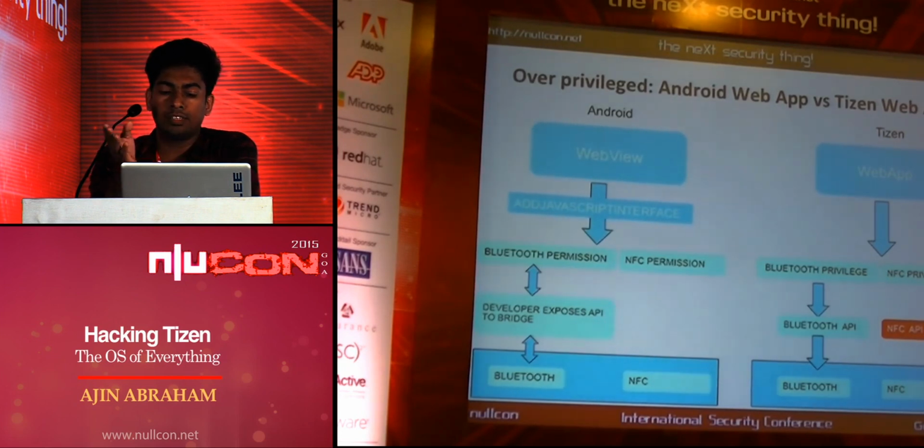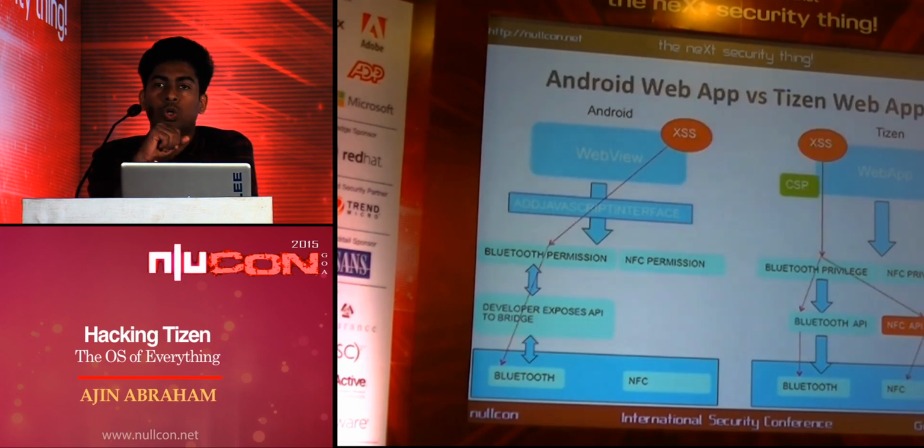Similarly, consider the same with a Tizen web app. The Tizen web app has a Bluetooth permission and an NFC privilege. The NFC privilege is an over privilege. It's not needed, it's nowhere used. The developer is making use of the Bluetooth API provided by the Tizen web API and calling Bluetooth. He's not making use of the NFC API, but it's there. It's already implemented and provided by Tizen.